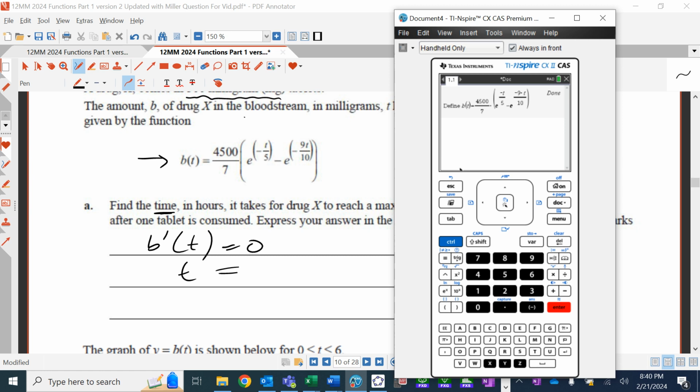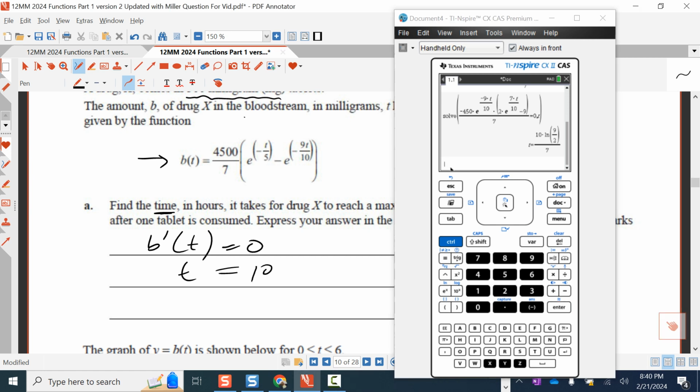So what I'll do is go and say shift negative d dt of b of t. So that's given us the derivative function. And because I know there's only one stationary point, I'm just going to use a solve, not 0. So solve, and control and negative, so ans equals 0 for t. And it gives us this value here. So I'm going to write that down: 10 on 7 log e 9 on 2.